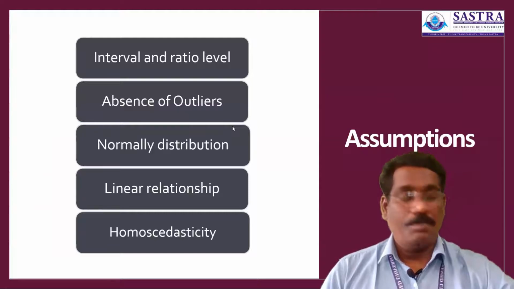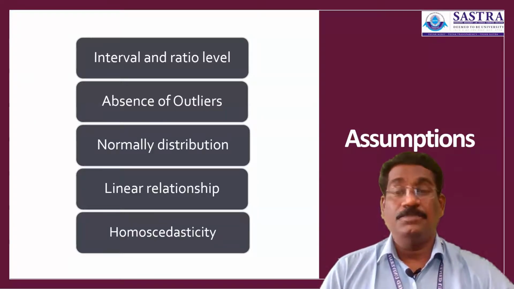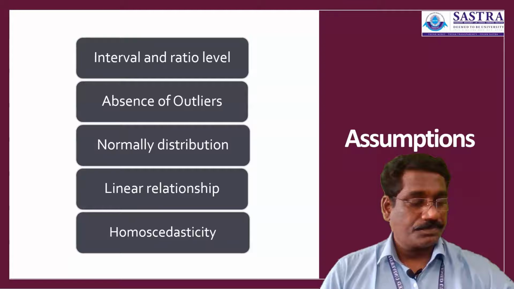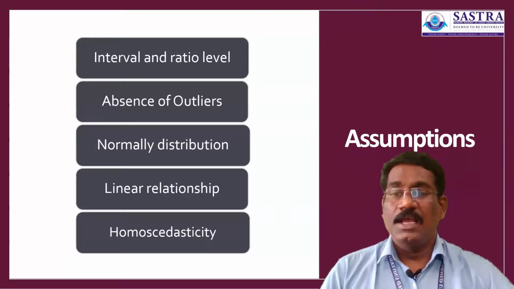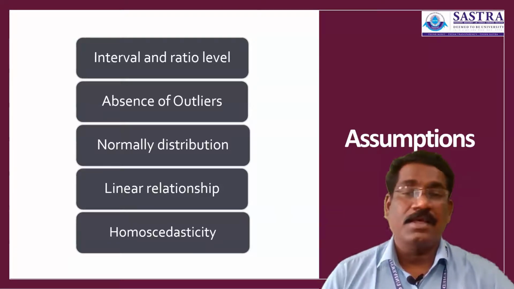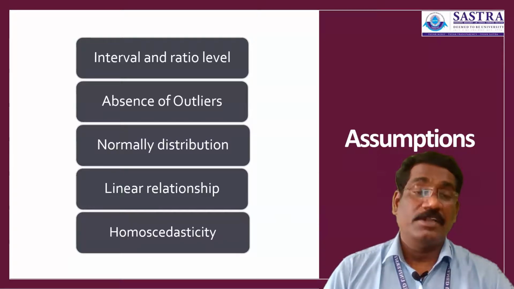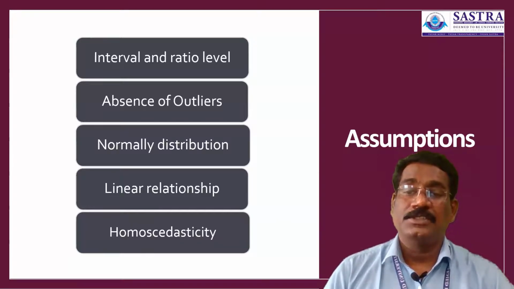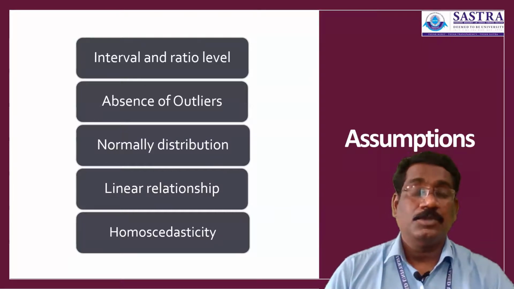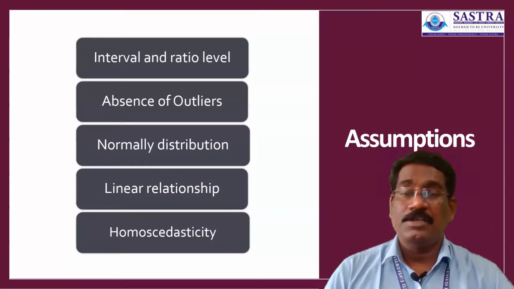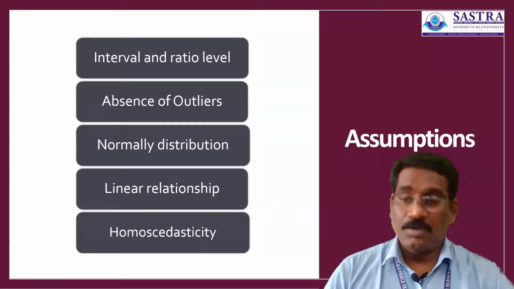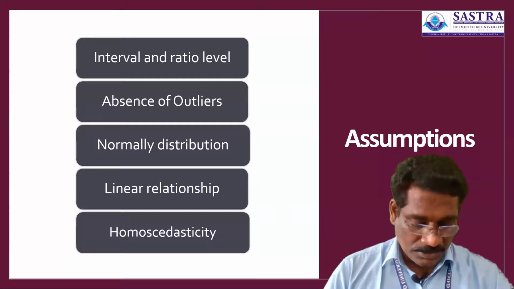Next, we talk about the assumptions of correlation analysis. These assumptions are that we should use interval and ratio level scales to measure this, and definitely there should be an absence of outliers, and the data should be normally distributed. And both variables should have a linear relationship. And also we talk about homogeneity.